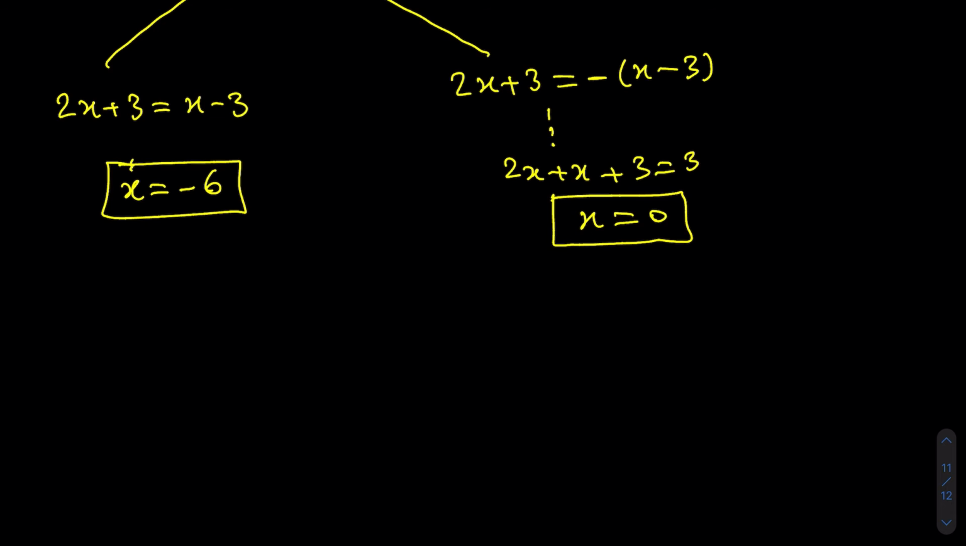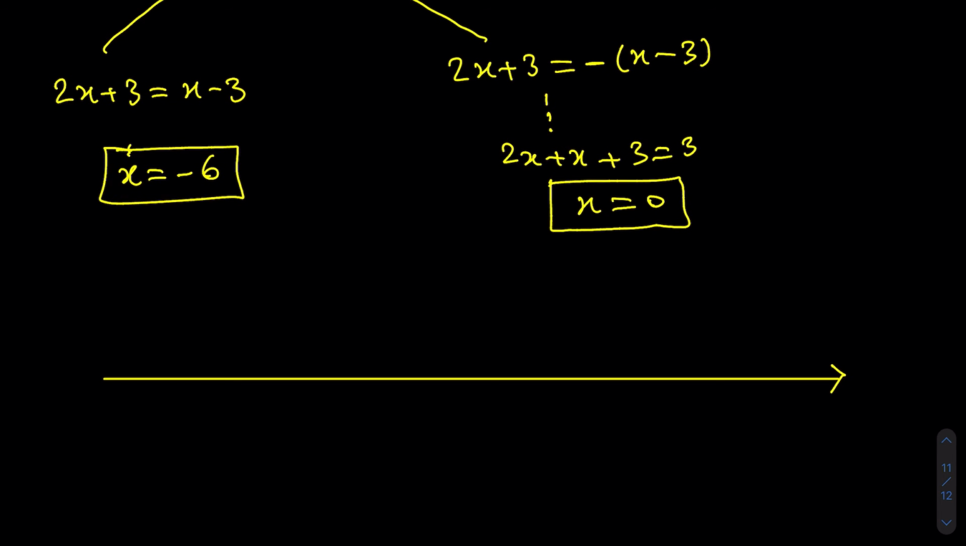How to draw the axis? We just simply draw the axis. And then what to do next? Then we will just mark the values here. So let's say here is 0, 1, and here is -1, -2, -3, -4, -5, -6, -7.